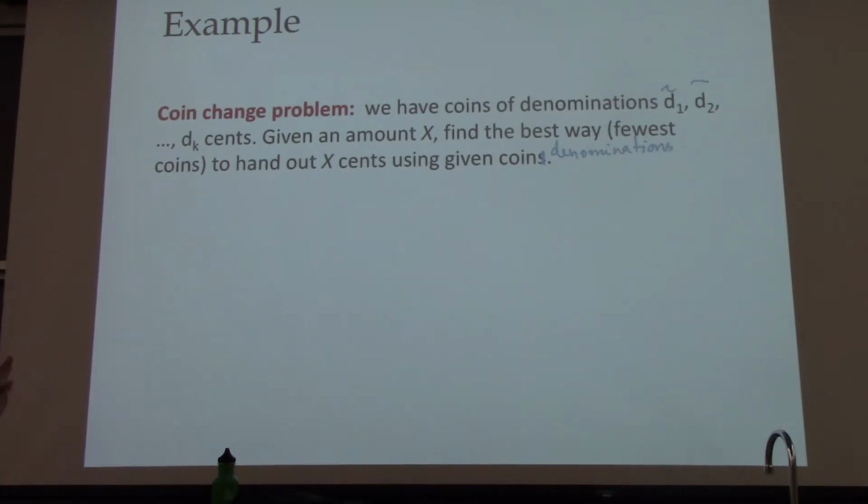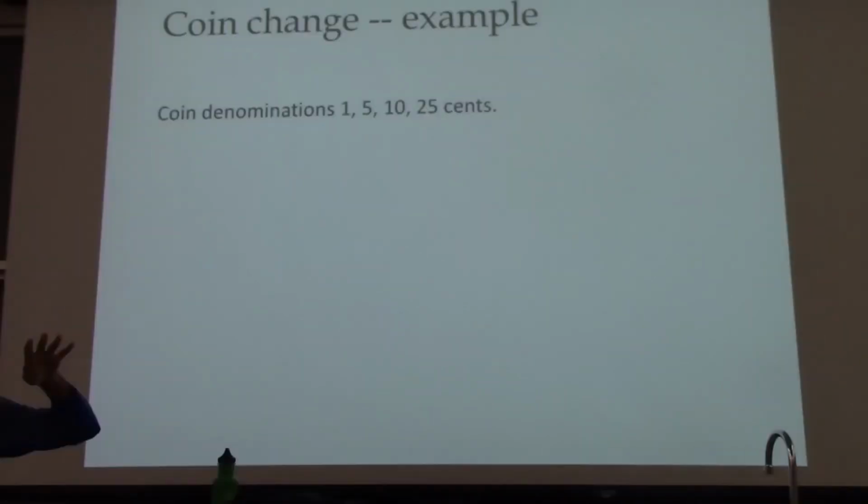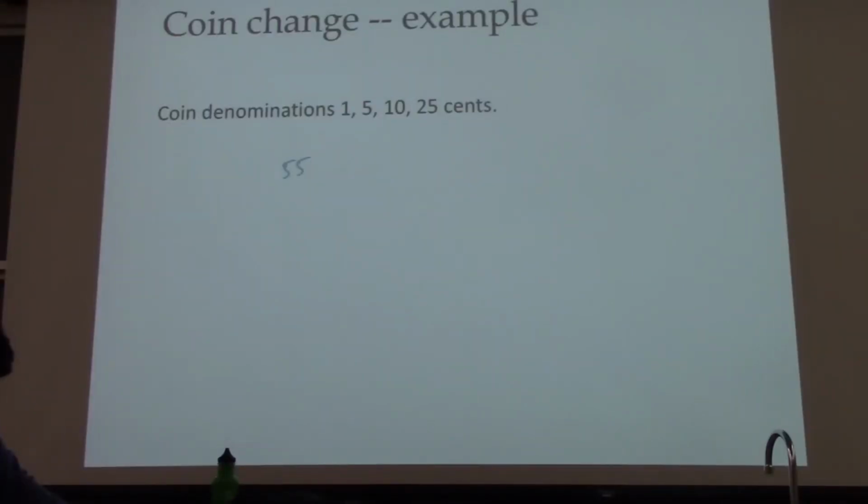Okay, so let's see an example of this. Suppose I have these coin denominations. I have just 4 of them, so k is 4 here. There's 1, 5, 10, 25. And I want to make, let's say, 55 cents. Okay, suppose x is 55 cents.